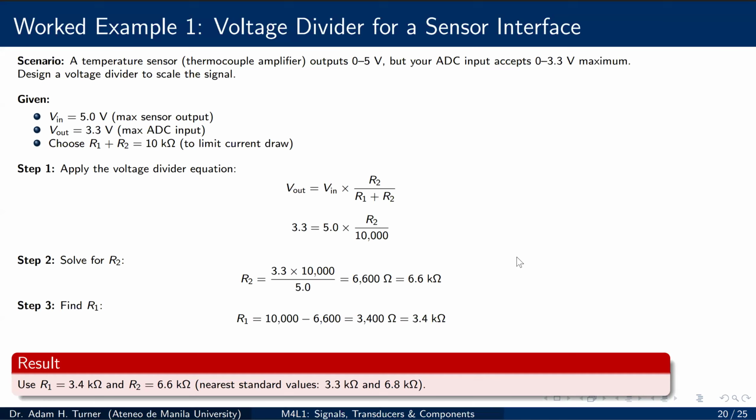So ultimately, you choose the nearest standard resistor values, which would be 3.3 kilo ohms and 6.8 kilo ohms. The output voltage would be slightly different from exactly 3.3 volts, but close enough. This kind of practical rounding is normal in circuit design. This is a real scenario. Microcontrollers in modern instruments commonly run at 3.3 volts, and sensor outputs often exceed that range.